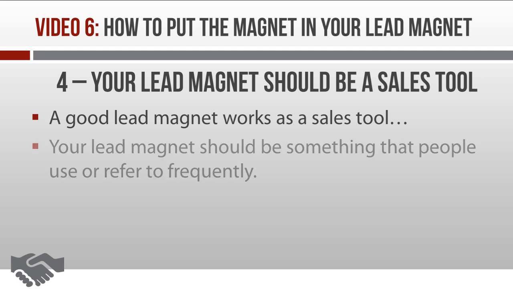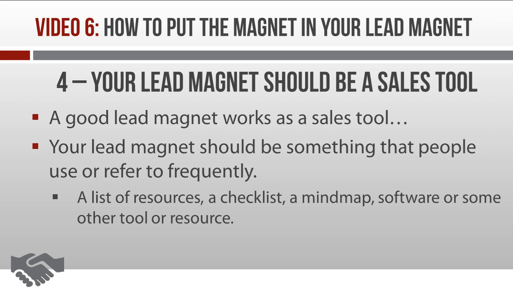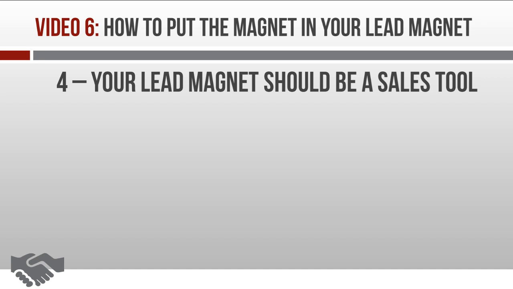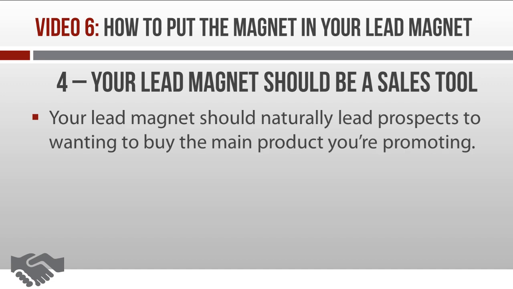First, ideally, your lead magnet should be something that people use or refer to frequently. It could be a list of resources, a checklist, a mind map, software, or maybe some other kind of tool or resource. These things work well because people use them often, and that means they're going to see your calls to action often as well. Secondly, your product should naturally lead prospects to wanting to buy the main product you're promoting.